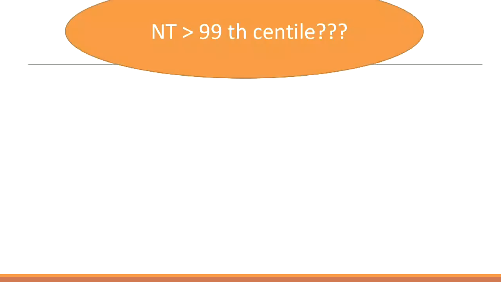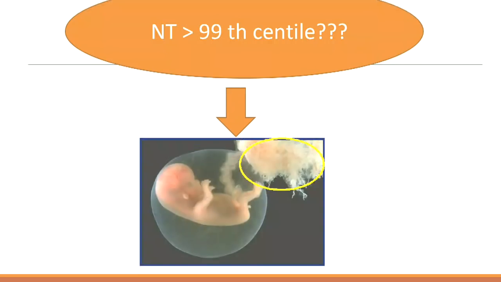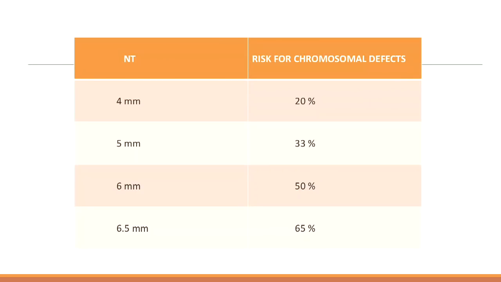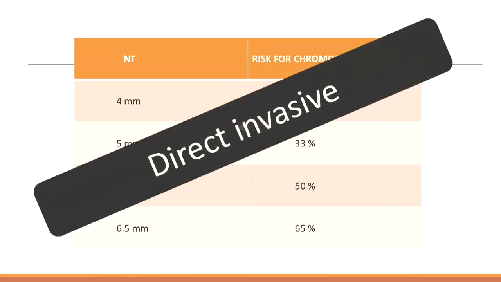Now in certain conditions you are not going to do screening, and the most important condition is when you have an NT that is greater than the 99th centile, that is around 3.5 MoM. When you have an NT that is so high, you know that the chance of having a chromosomal abnormality is high, and therefore when the NT is greater than 3.5, it is good to go in for direct invasive testing and try to find out if the baby is normal or not.